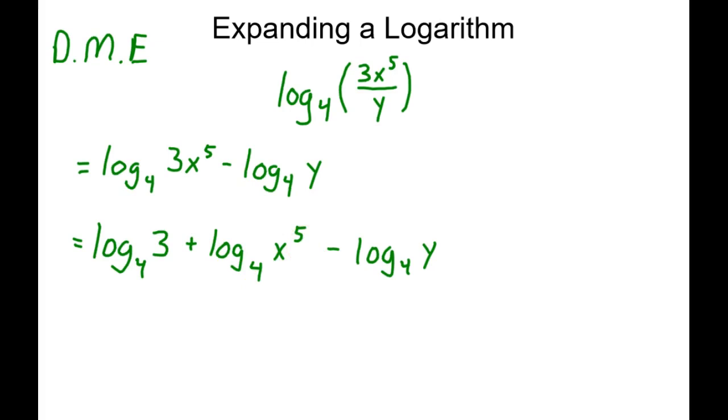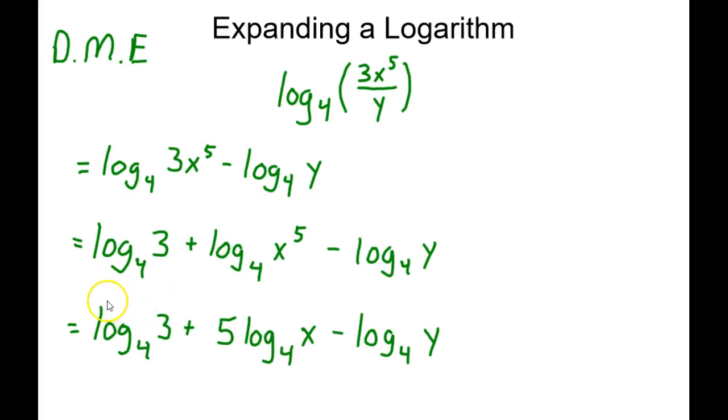The last thing we want to look at is to see if there's any exponents so that we can apply the power rule. Looking at the second logarithm, we have x to the 5th. Using the power rule, we can bring that exponent down as a coefficient. After applying the power rule, now we have our final expansion for this logarithm. We get log base 4 of 3 plus 5 times log base 4 of x minus log base 4 of y.